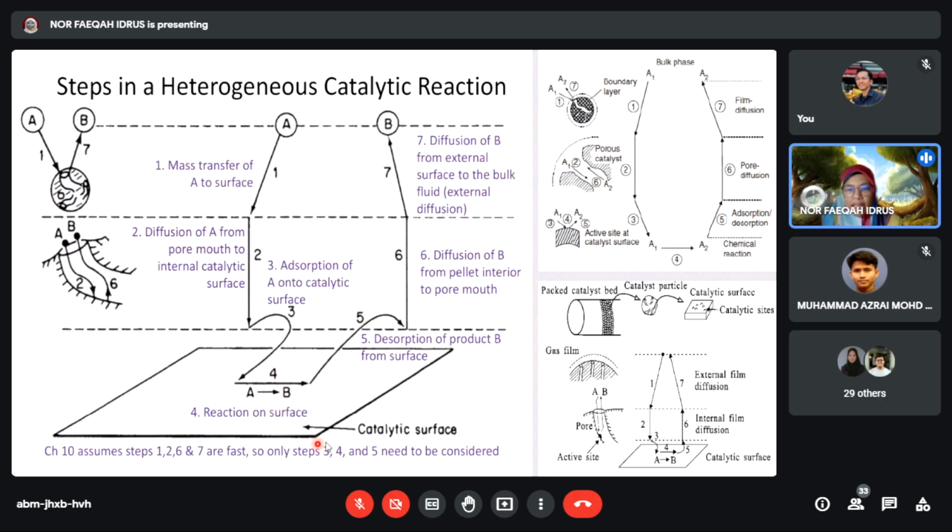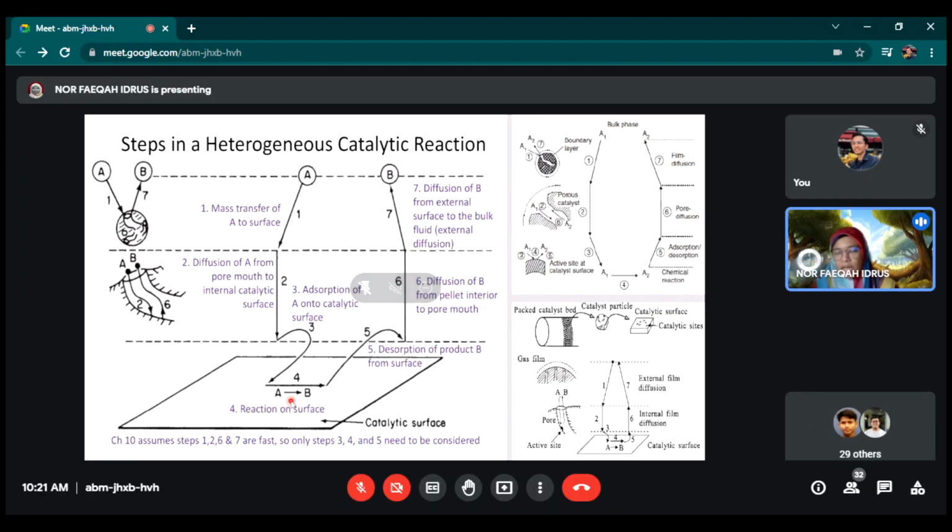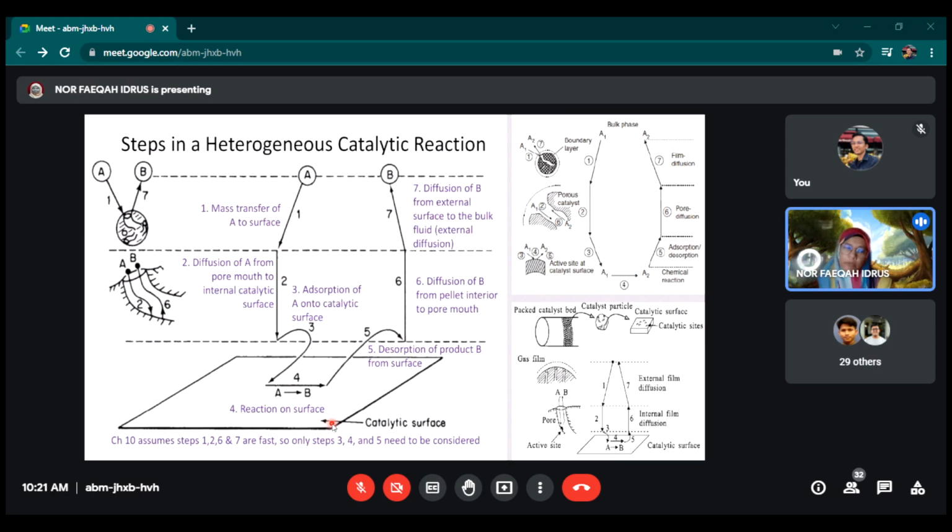Okay, then after product B is produced, there is desorption of product B from the surface of the catalyst, or we can say desorption of product B from the active site of the catalyst. They detach, whereas in step 3 it was attachment to the active site. Now after the product is produced, it detaches from the active site via the desorption process.